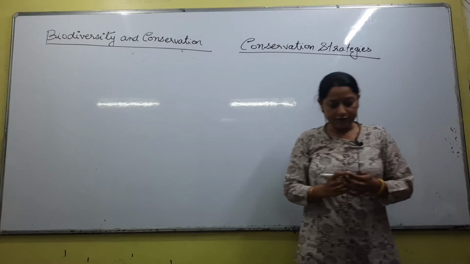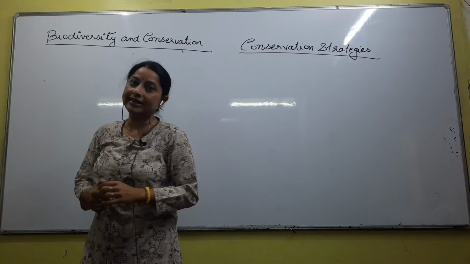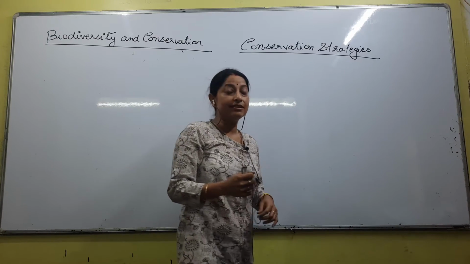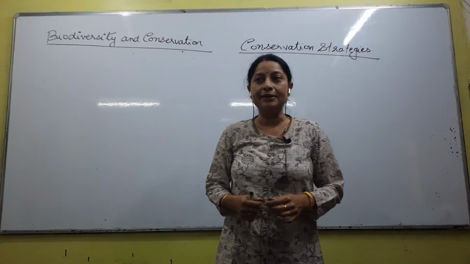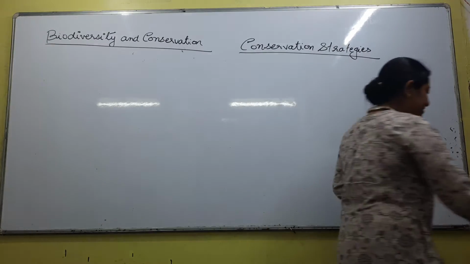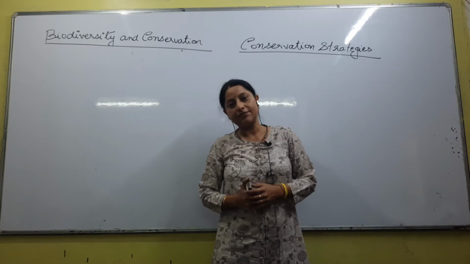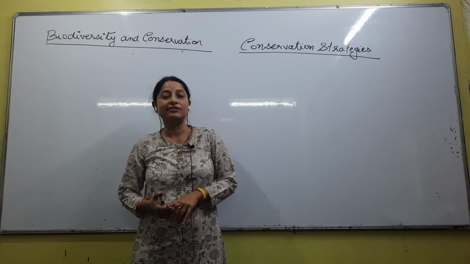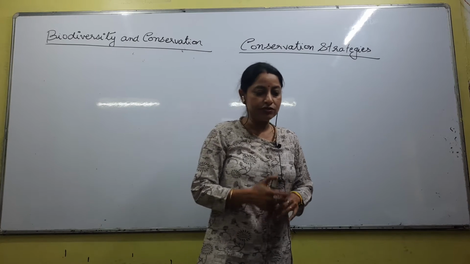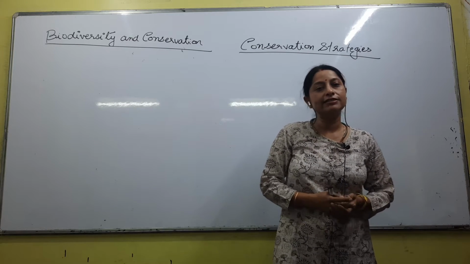So in the last class we talked about something called the IUCN red list. Then we talked about different terms like vulnerable species, extinct species, etc. So today, whenever we talk about conservation, there are two words that come to our mind: either ex situ conservation or in situ conservation. So how will you conserve? Either you will go for ex situ conservation or you will go for in situ conservation.